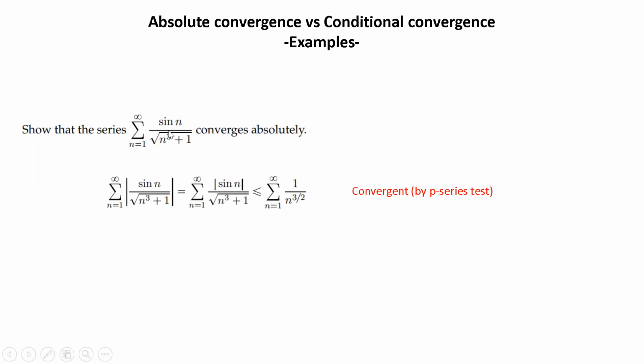So if I simply take the absolute value of each term, so put the absolute sign out there, that means taking the absolute value of sine of n. The absolute value of sine of n has to be smaller than or equal to 1. And also this denominator, if I replace it with a slightly smaller number, instead of n cubed plus 1, I just have the n cubed here, so it will have n to the power of 3 divided by 2.